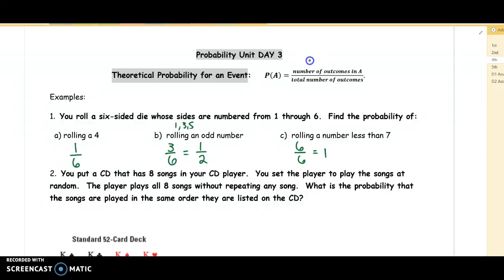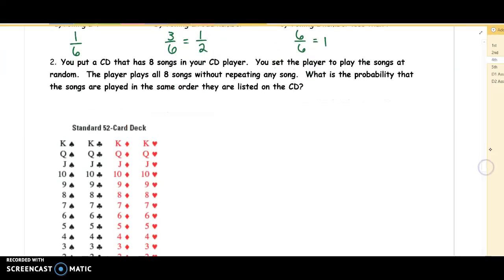Here's the technical notation for probability. P of something. So the probability of something happening is the number of ways that thing can happen over the total number of things. Let's look at the CD player problem.